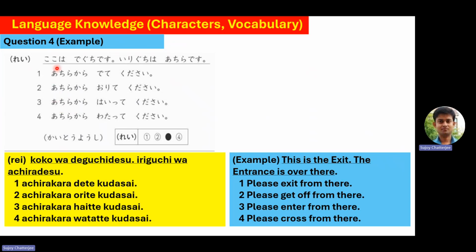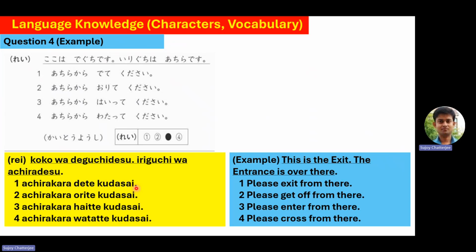So someone is saying "Koko wa deguchi desu, iriguchi wa achira desu." This is the exit, the entrance is over there. Then what will be the next sentence? "Achira kara dete kudasai" means please exit from there. So this is not the correct answer because no one will exit through the entrance.